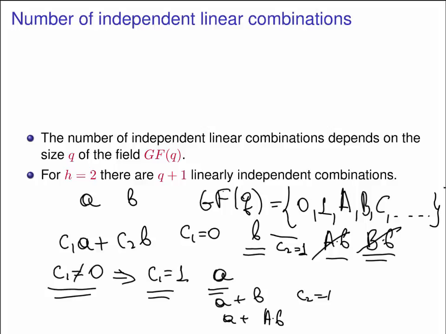So for C1 equal to 1, any other choice of C2 will yield an independent combination. Right? So the total number of combinations is equal to q plus 1. So we see that in this case, the number of combinations will depend on the size of the field q. This is why we normally want to work with larger fields, which allow us more flexibility in selecting a code. However, as we already mentioned, this will result in certain overhead.